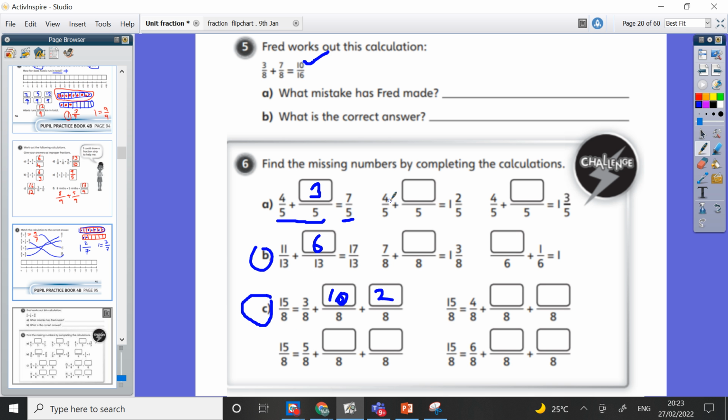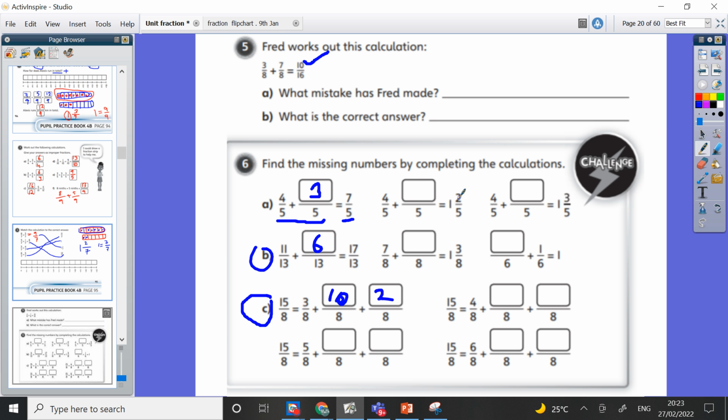Now let's go to the questions. Okay, these are the only questions here. If we go to the next part of question A, 4 over 5 plus something over 5 equals 1 whole. 1 whole means 5 over 5.